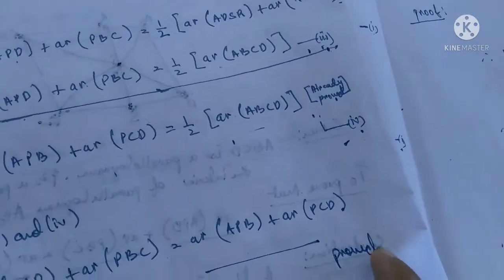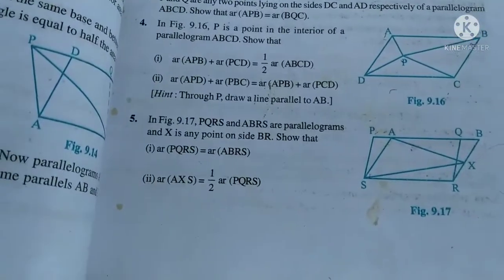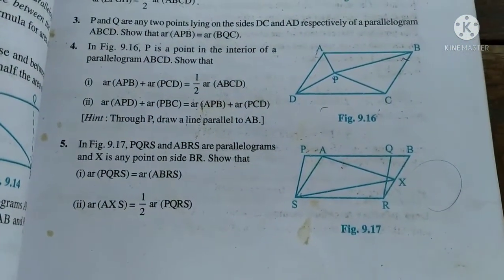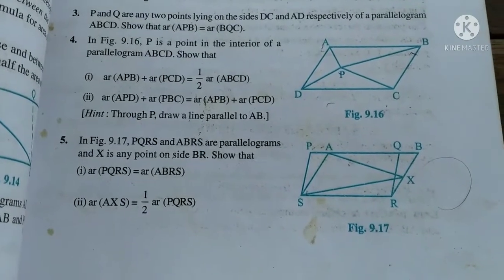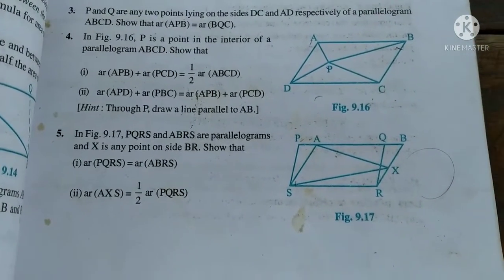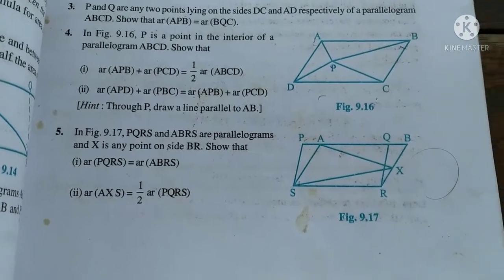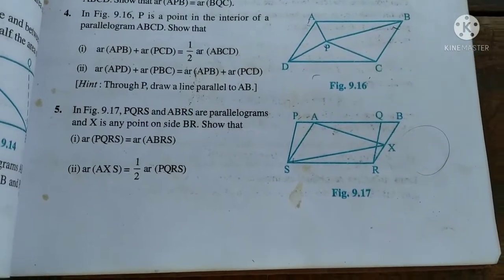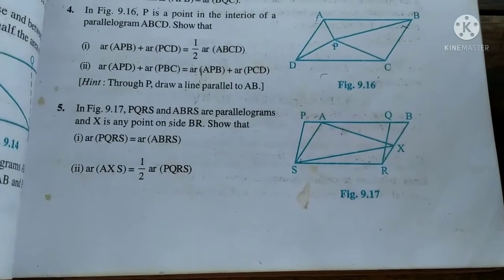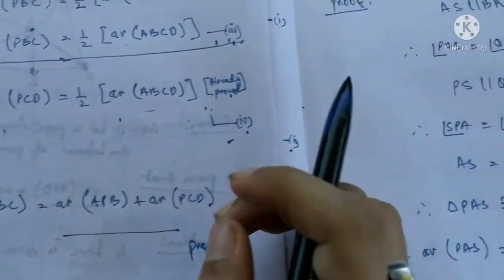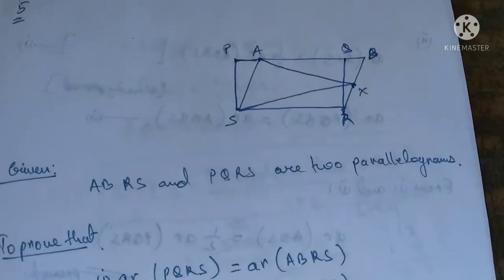Next I will go to question number 5. Question number 5 in here saying in figure 9.17, PQRS and ABRS are parallelograms and X is any point on the side BR, so that area of PQRS equals to area of ABRS, and next I have to show that area of AXS is equals to half area PQRS. This I have to solve.